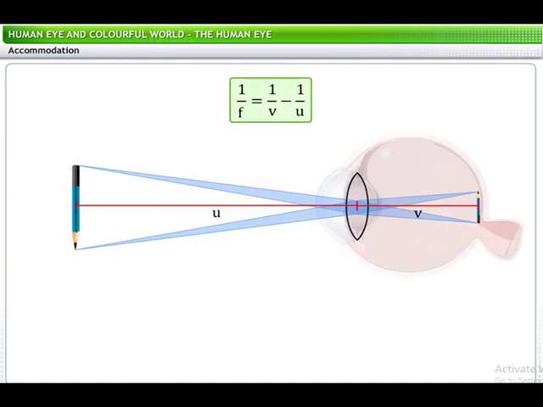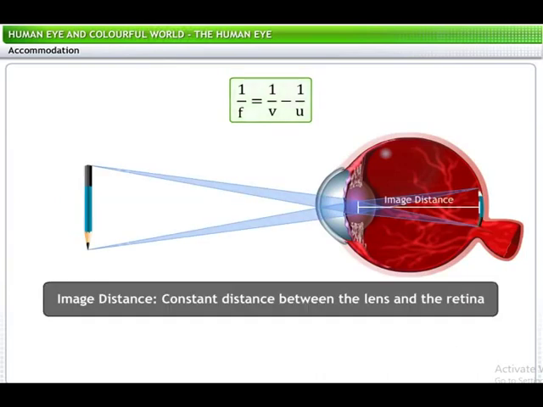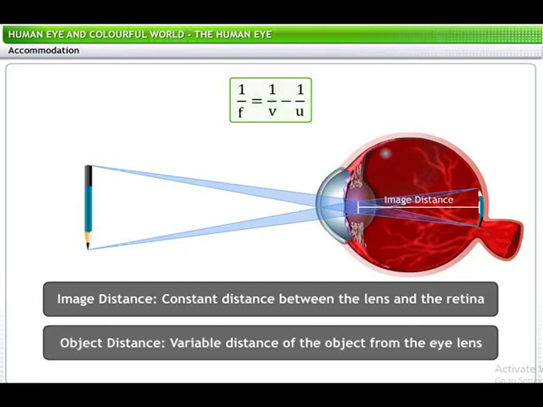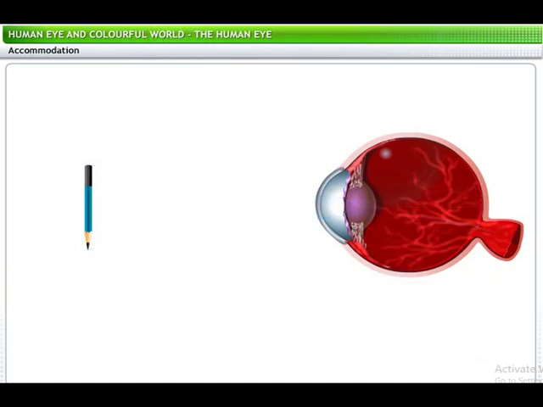In this relation, all distances are measured from the center of the lens. Applying this formula for the eye, image distance is the distance between the lens and the retina, which remains constant. The object distance is the distance of the object from the eye lens, which may vary. Therefore, to form a clear image of different objects at different distances from the eye, the focal length of the eye lens has to be changed. And how do we do that? By altering its thickness, of course.